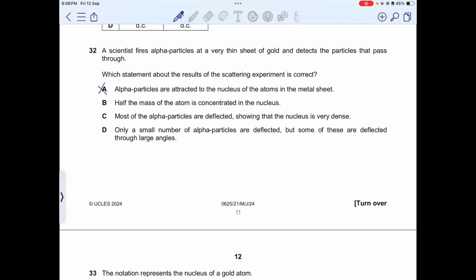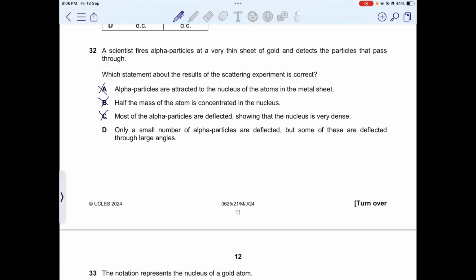Half of the mass of the atom is in the nucleus. It's not half, it's much more than half, so not B. Most of the alpha particles are deflected. It's not most, because the atom is basically empty space. The nucleus is very small, so most of them would pass undeflected.